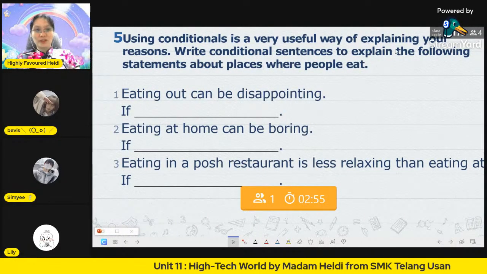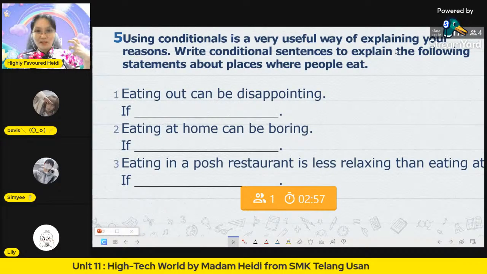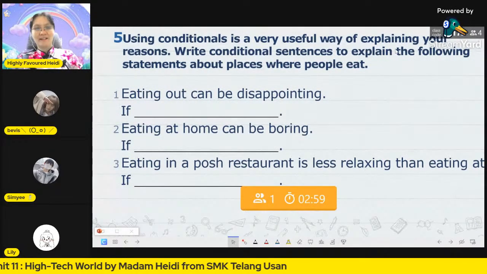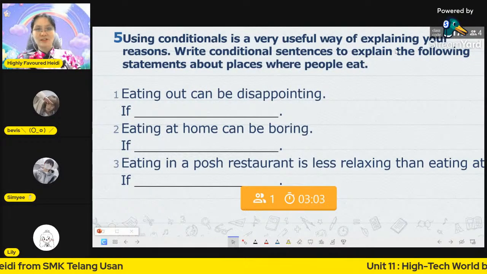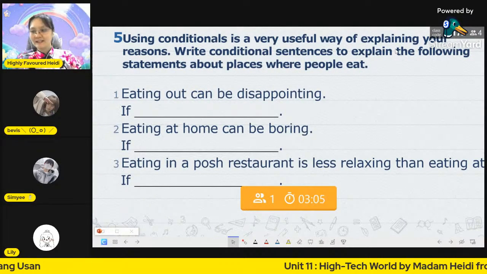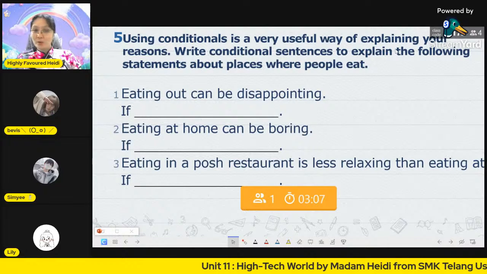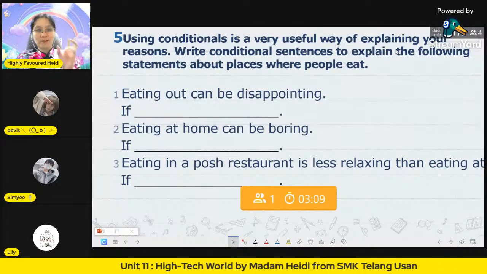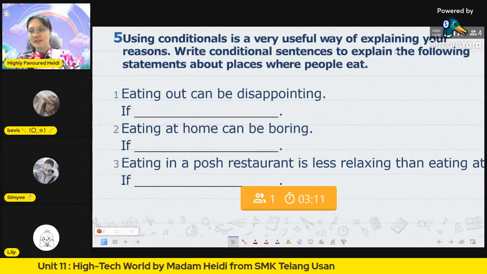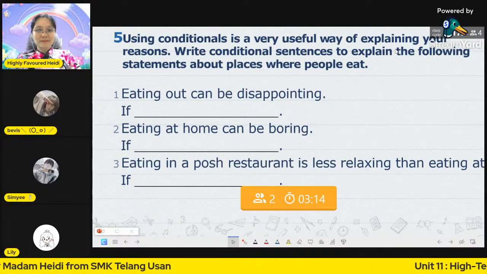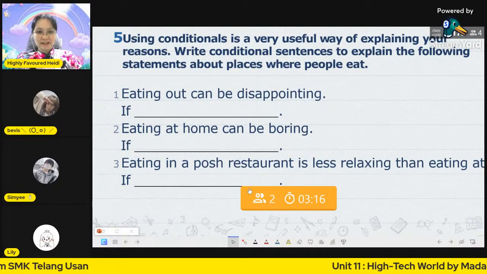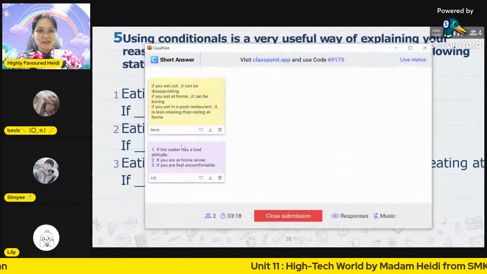Because eating out, definitely you have to wait for the cook. If there's a lot of customers, you will have to wait even longer. Especially if you want to go to a certain restaurant which is famous for certain dishes. And why is eating at home boring? If what happened? What happened that caused it to be boring? At least I can discuss one before you all leave.